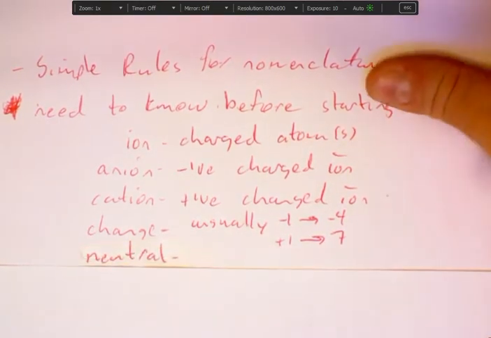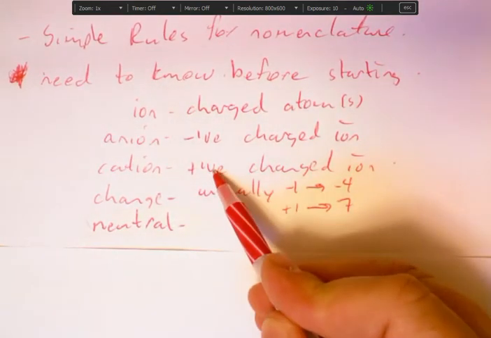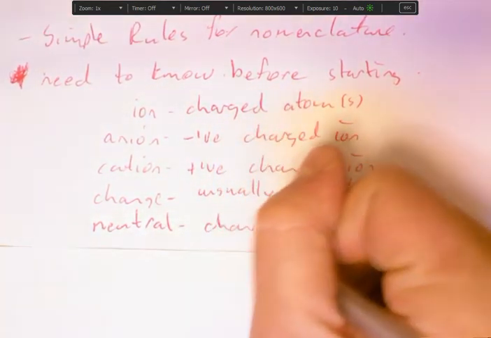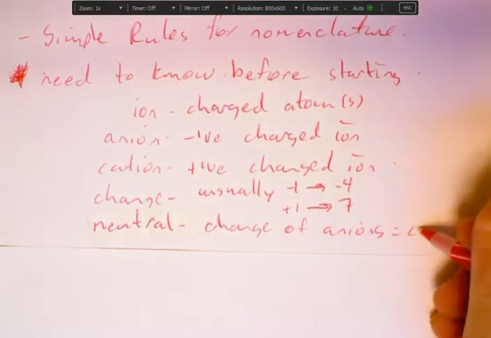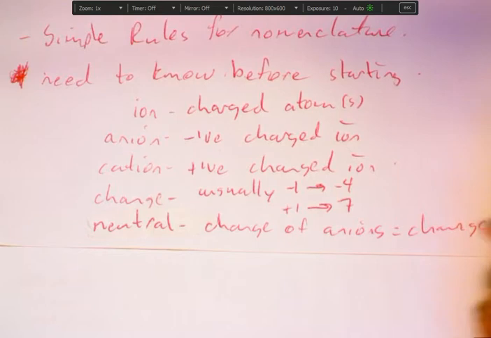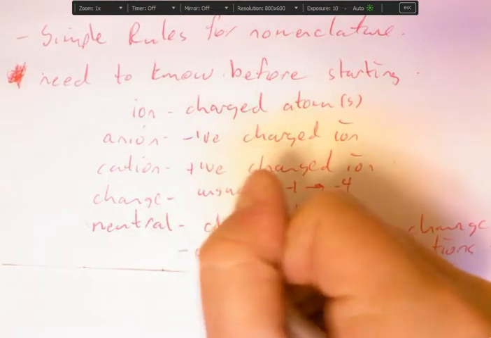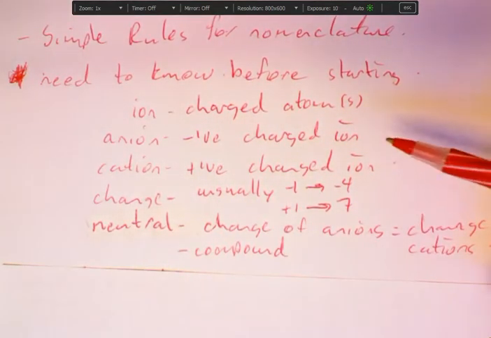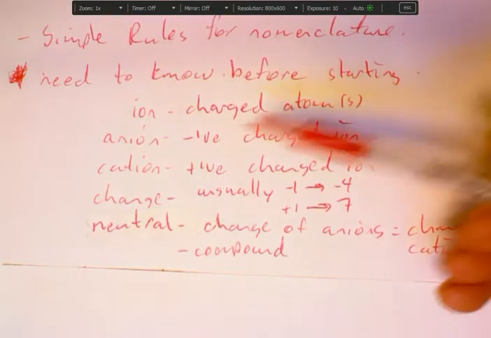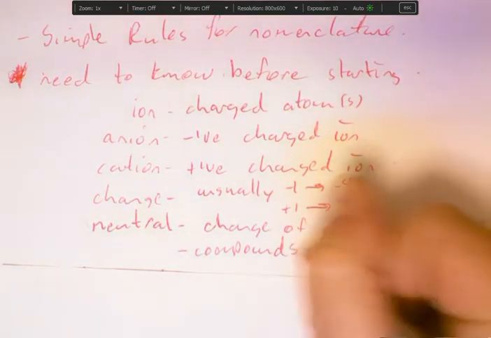Okay, and you also need to know what neutral is. Neutral is when the charge on the anions equals the charge on the cations, and this is true for all compounds. All compounds are neutral. So when we write the formulae for these compounds and indicate the number of anions and cations, we know that the sum of the charges has to be 0. So compounds are neutral.